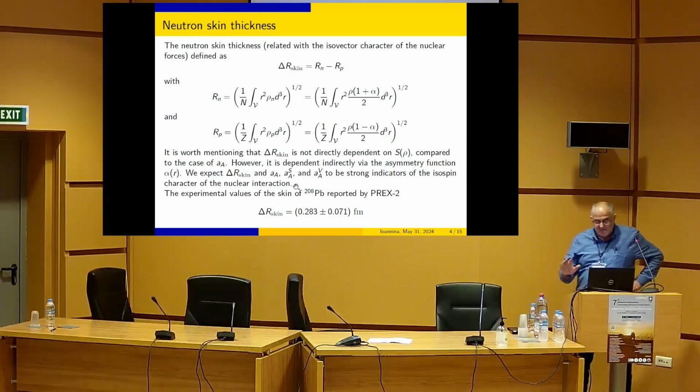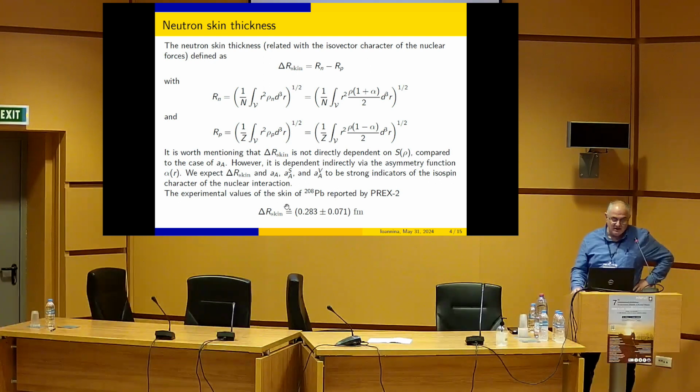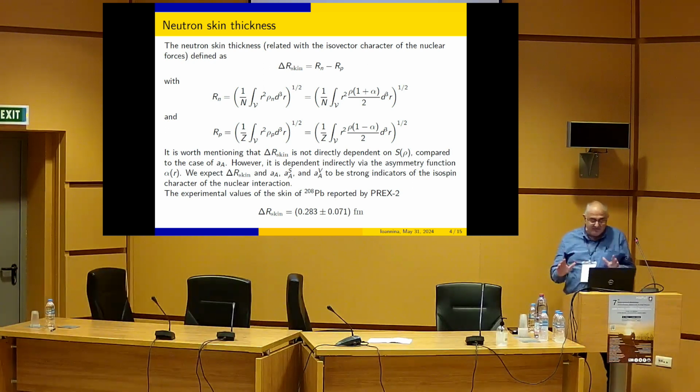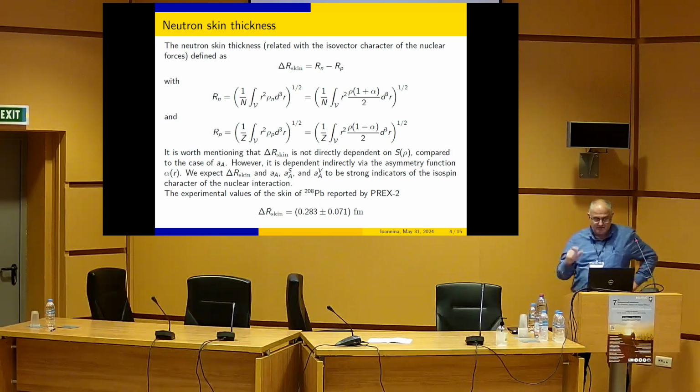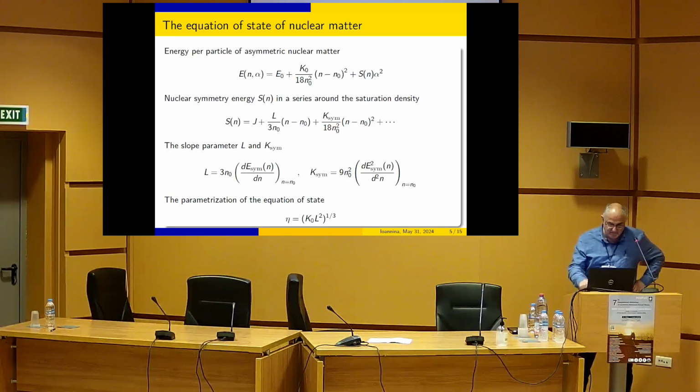And we have some experimental results. Of course, there is some kind of contradiction about this value: the neutron skin thickness is about 0.28 fm, plus or minus 0.07. This is, let's say, a little big value of the neutron skin, but in the present work, we consider that this is a good constraint for the thickness.